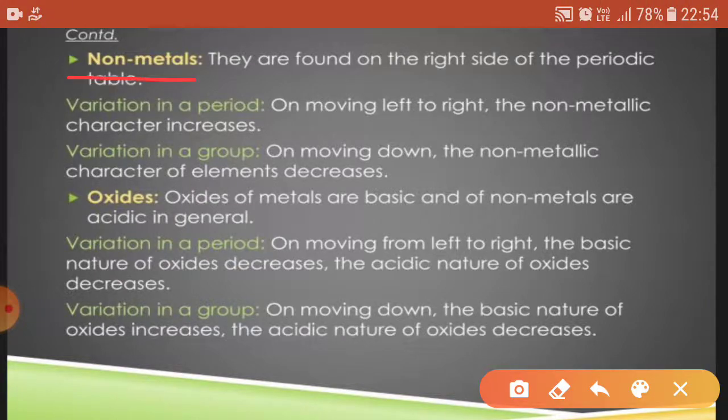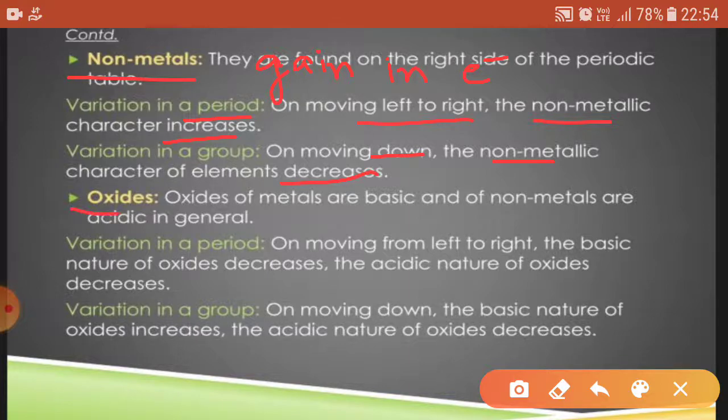Now the next one is the non-metallic character. Basically non-metallic character depends upon the gain of an electron, and along the period, moving from left to right, the non-metallic character increases because it is easy to gain an electron. But moving down the group, the non-metallic character decreases because it is not easy to gain an electron, and only metallic character increases down the group.